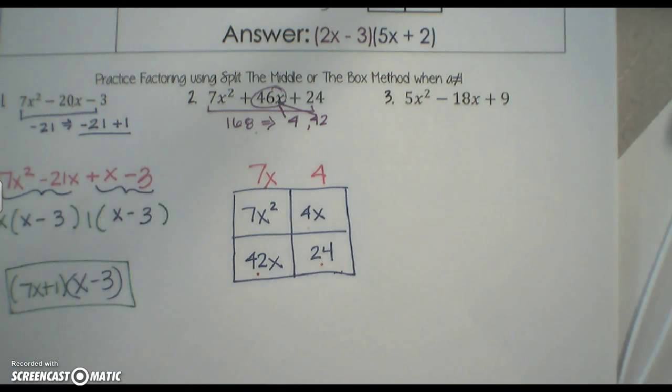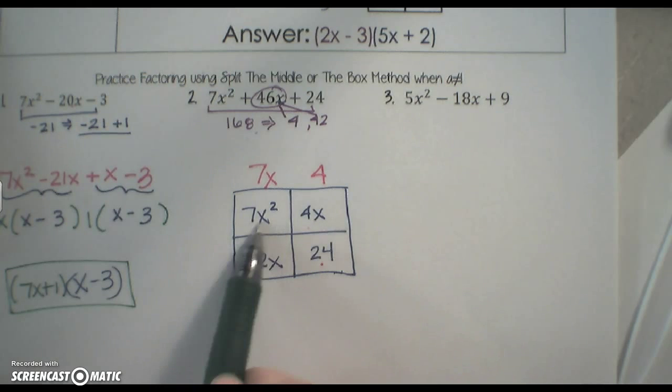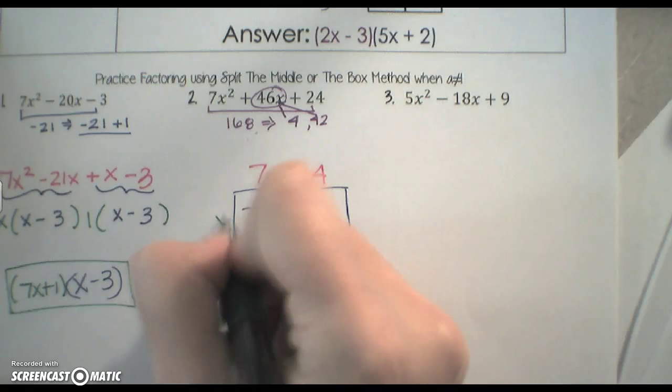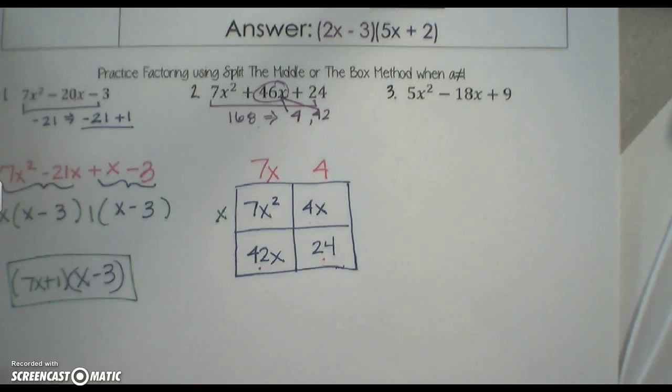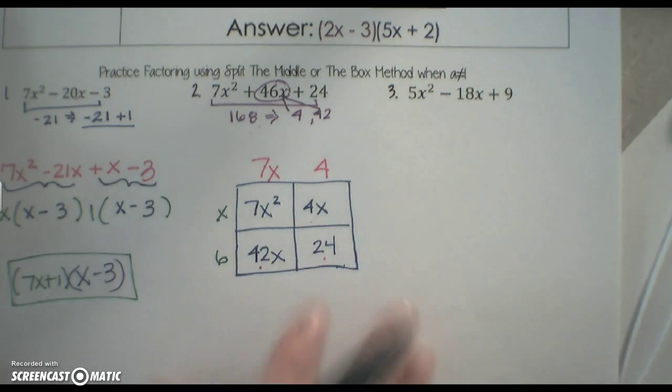Now we're going to look horizontally. What could I take out going horizontally in this top row? Just an x. And then, what can I take out of 42 and 24? A 6.